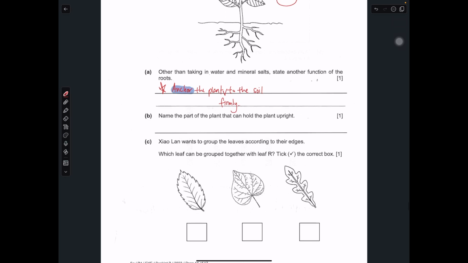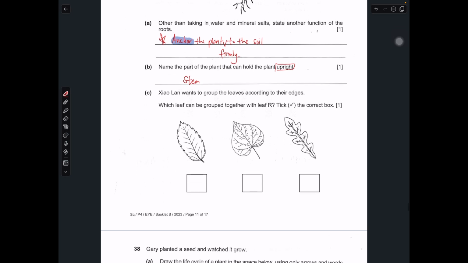Name the part of the plant that can hold the plant upright. That will be the stem. Okay. Xiao Lan wanted to group the leaves according to their ages. Which leaf can be grouped together with leaf R?